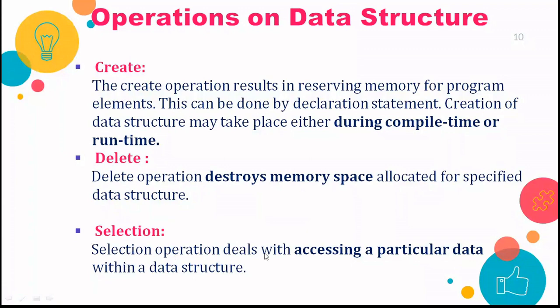Then we have selection operation. This selection operation deals with accessing particular data within a data structure. So if I have an array of 10 elements and I want to specifically access the fifth element, that can be done with the help of this. So basically, selection means you can select any particular data available in the given collection or list, right?